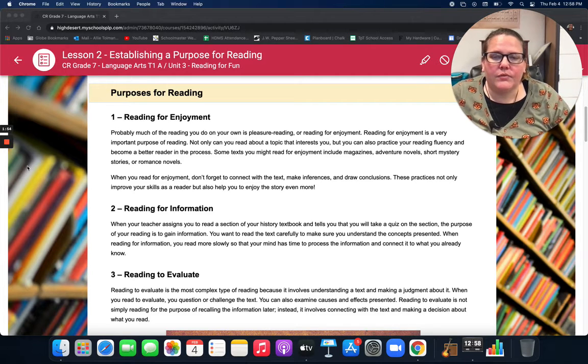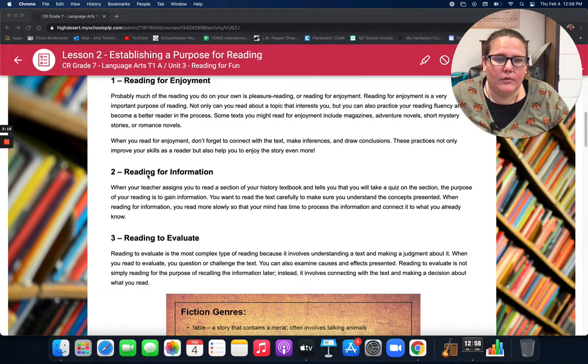A second purpose for reading is reading for information. When your teacher assigns you to read a section of your history textbook and tells you that you will take a quiz on the section, the purpose of your reading is to gain information. You want to read the text carefully and make sure you understand the concepts presented. When reading for information, you read more slowly so that your mind has time to process the information and can connect it to what you already know.